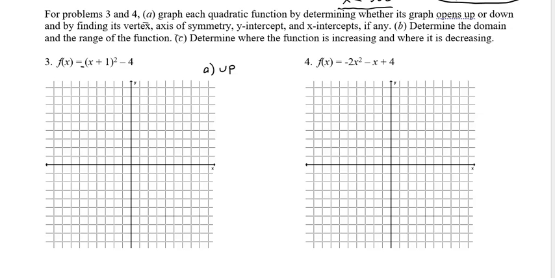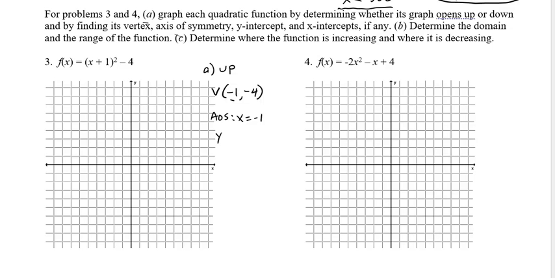Find its vertex. So again, this is called vertex form. And so the vertex is going to be -1, -4. Remember, this represents a shift of 1 to the left. So be careful about the x-coordinate of the vertex. The AOS is going to be x equals -1. It's the x-coordinate of the vertex.